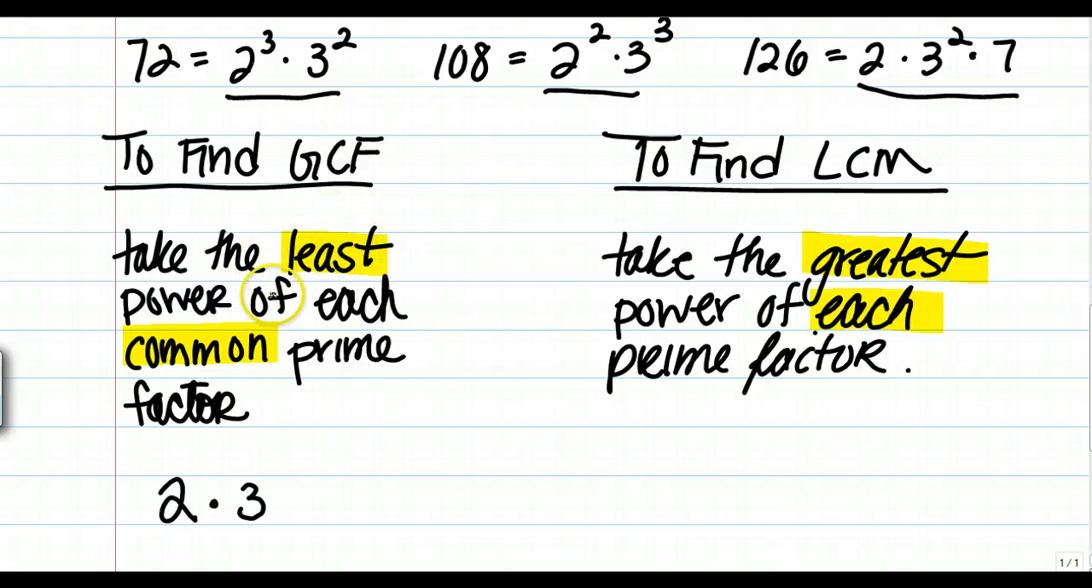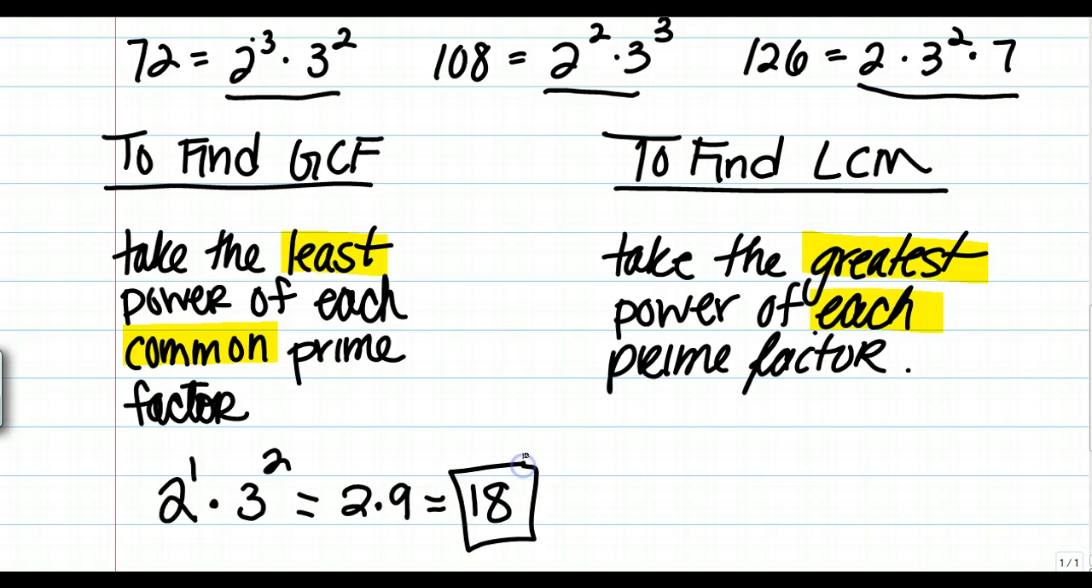Then you have to take the least power of the 2 and the 3. So here I have 2 to the third, here I have 2 squared, and here I have 2 to the 1. Which is the lowest power, 3, 2, or 1? Obviously the 1. Now let's look at 3. I have 3 to the second, 3 to the third, and 3 to the second. Is 2, 3, or 2 the lowest power? Obviously 2. So now you can multiply this, and you have 2 times 9, which is 18. And that means your GCF is 18. 18 is the biggest number that will go into all three of these numbers evenly.